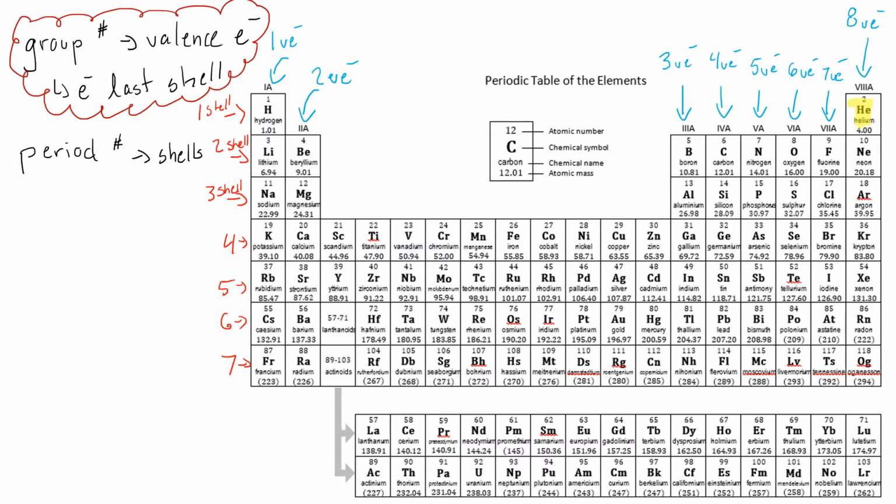So just as I said, for Lewis dot diagrams, we need 2 pieces of information. Our first being our chemical symbol, which is the 1 or 2 letter symbol that we have on our periodic table. And our second is our group number, so the number of valence electrons. So what we're going to do is some practice drawing Lewis dot diagrams.